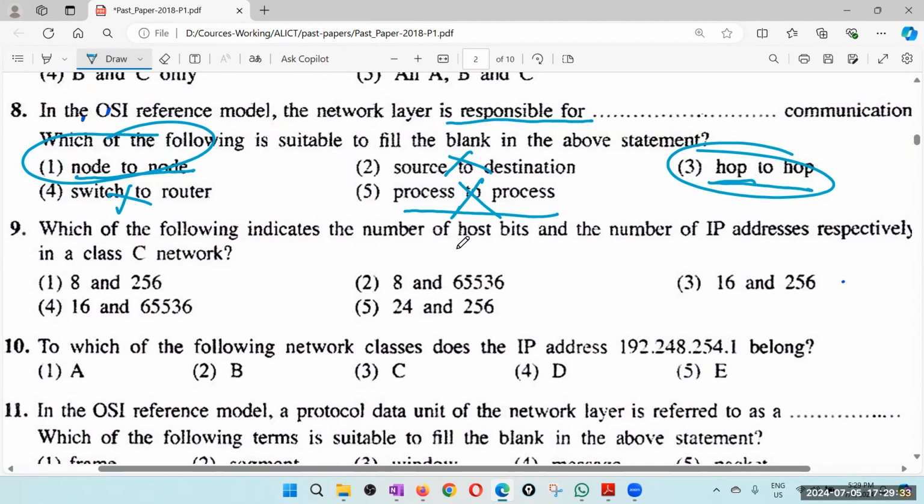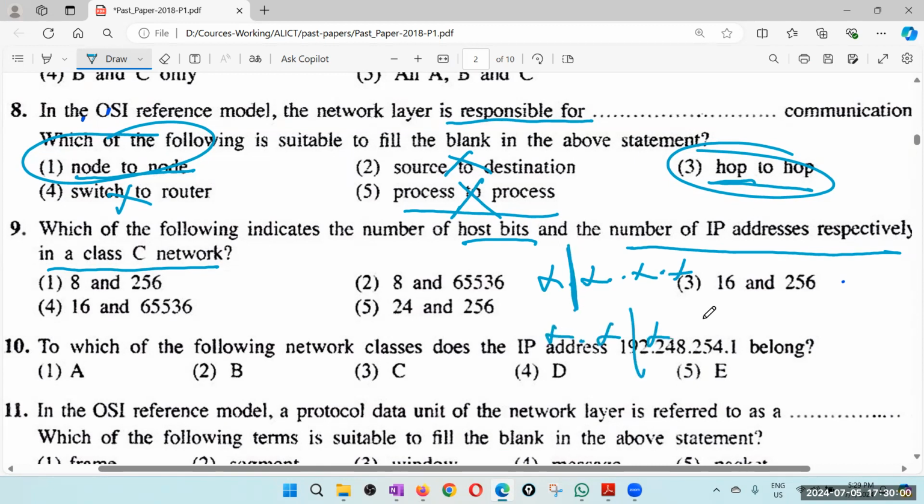Which of the following indicates the number of host bits and number of IP addresses respectively in a class C network? Anyway, these days we don't care much about the classes, but this is a 2018 paper, so we discuss classes. Remember class A: this is the place where we break it. Class B means this is where we break it. Class C means this is where we break it: net ID, host ID.